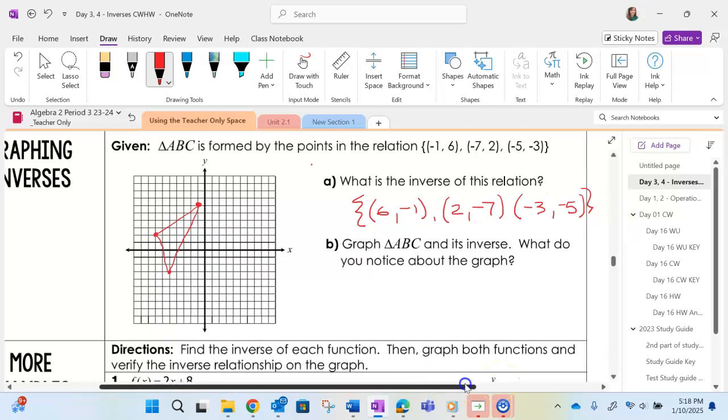All right, I'm going to now plot those 3. So we're going to go 6. 1, 2, 3, 4, 5, 6, down 1. Then 2, 1, 2, down 7. 1, 2, 3, 4, 5, 6, 7. And then I'm going to go -3, 1, 2, 3, down 5. 1, 2, 3, 4, 5. And I'm going to connect these 3 dots.